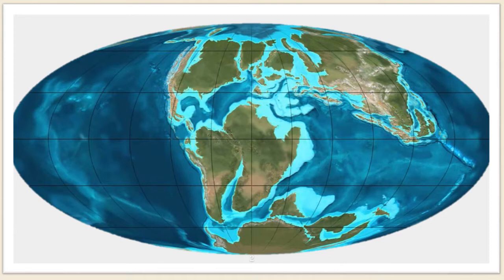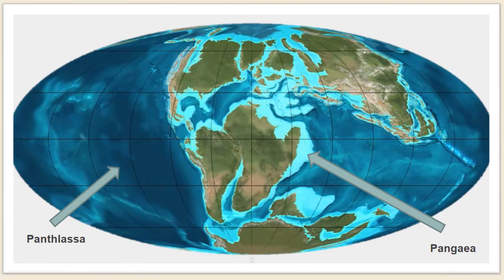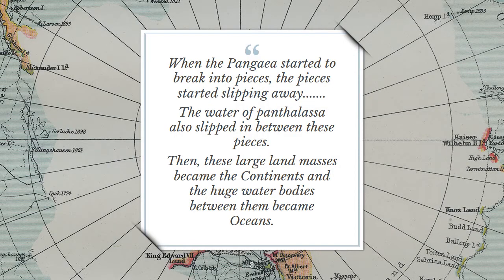So, this was the big land piece and it used to be called Pangaea. It was all joined together and the whole of the water was together, and the water body was called Panthalassa. When Pangaea started to break into pieces, the pieces started floating away in water, and the water of Panthalassa also slipped in between the pieces. These large land masses became the continents, and the huge water bodies became the oceans as we see them now.